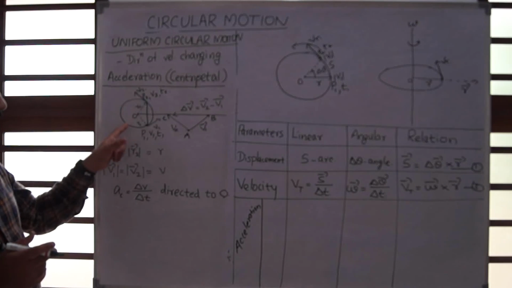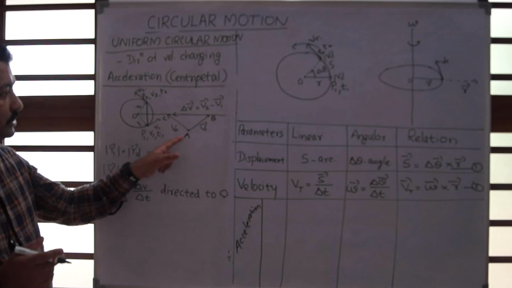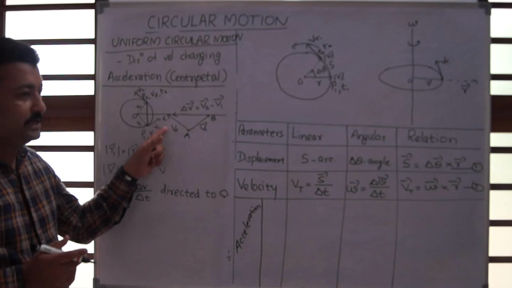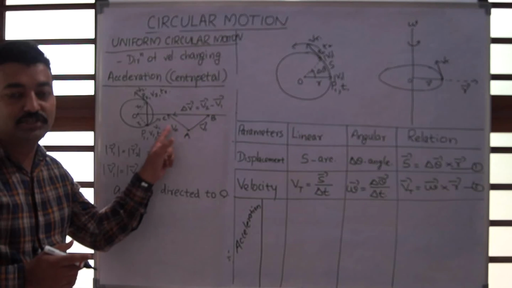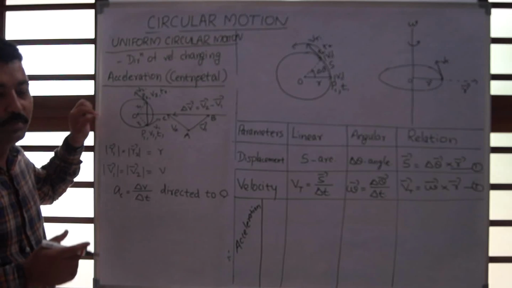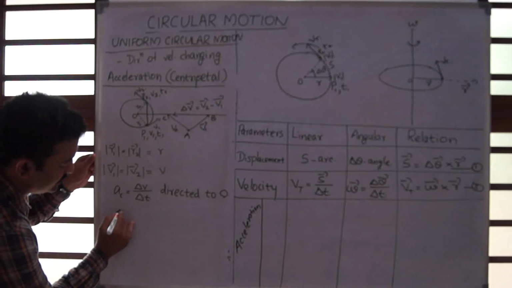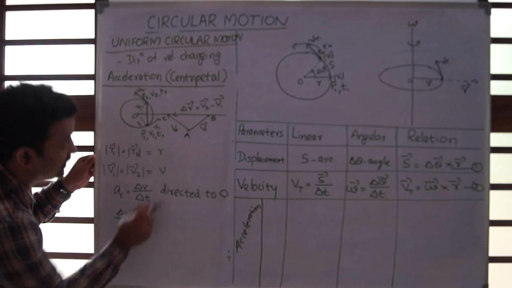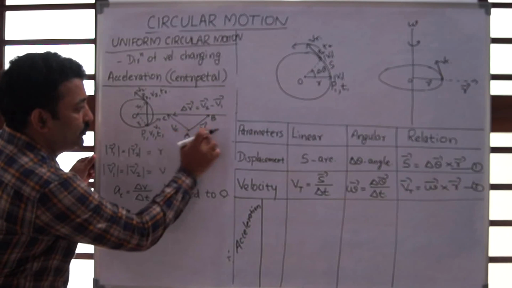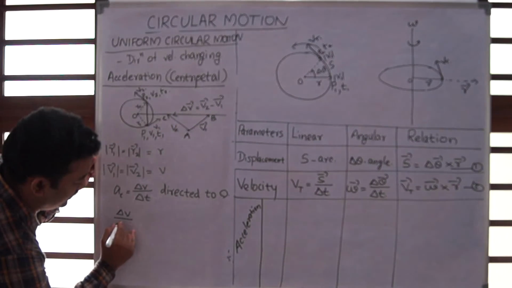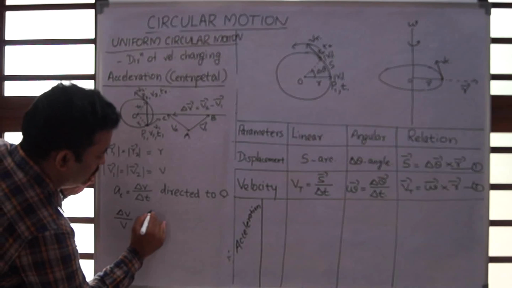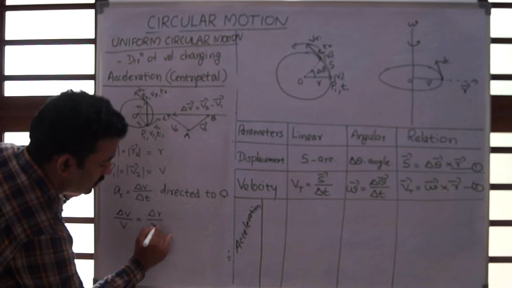We have two triangles in my diagram. One is OP1P2, the other one is ABC. OP1P2 and ABC are similar triangles. So we can say the ratio of the sides will be equal. We can represent from triangle ABC, one side is delta V, any of these sides will be equal to V itself. So delta V divided by V is equal to, from this, delta R divided by R.